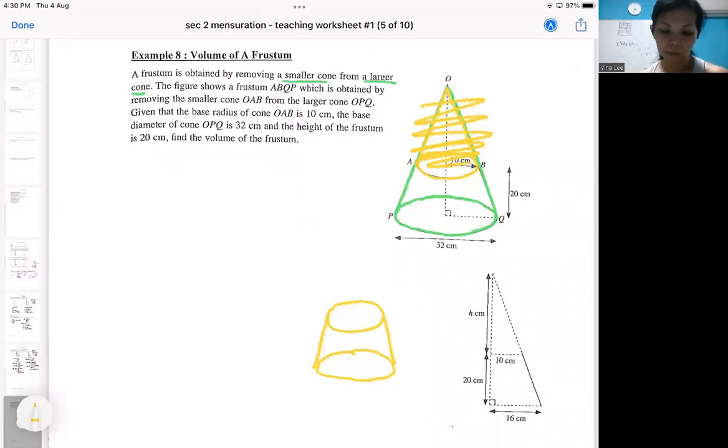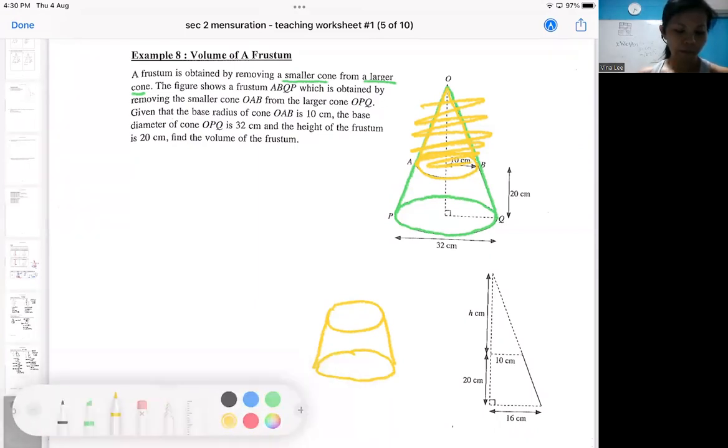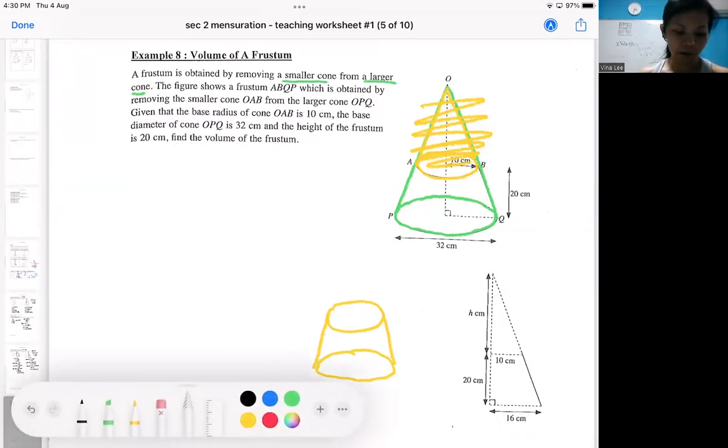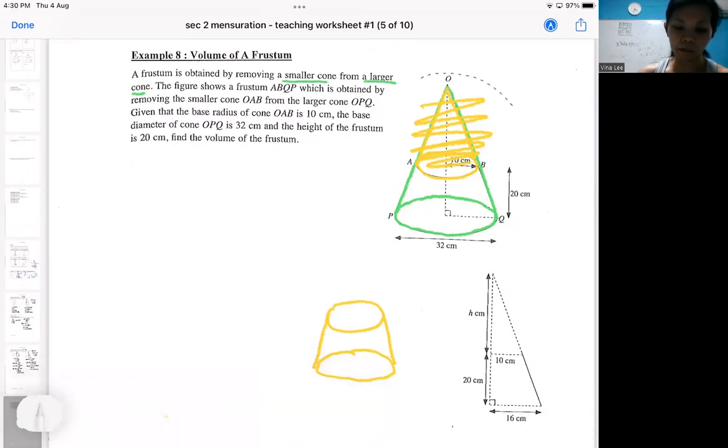Okay, so anyway, because of this, it makes the calculation of volume and surface area a little bit difficult. The difficult part lies with the surface area. I wouldn't say the volume is difficult, because the volume is just the big cone minus away the small cone.